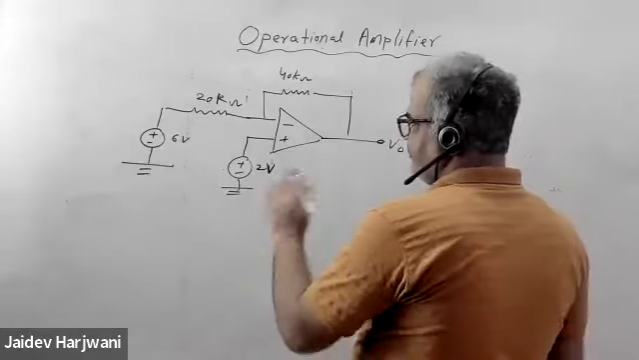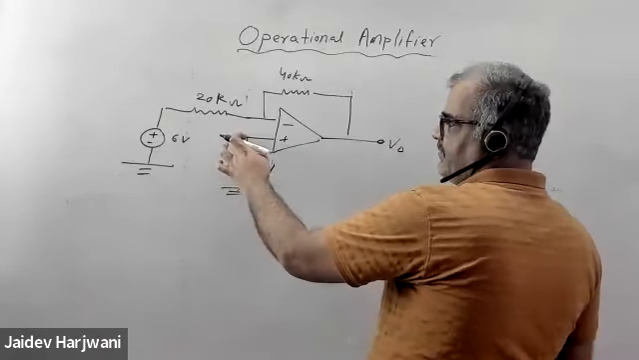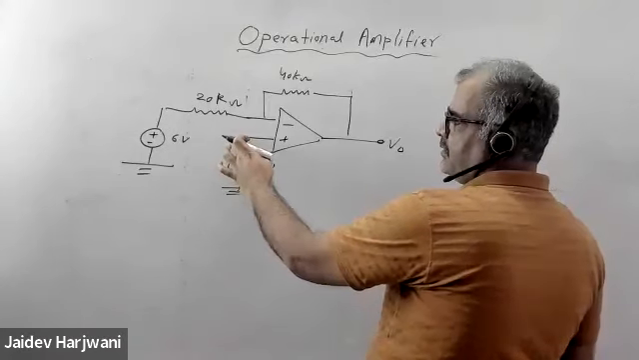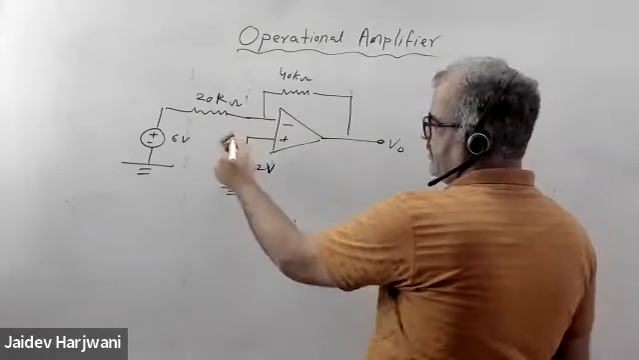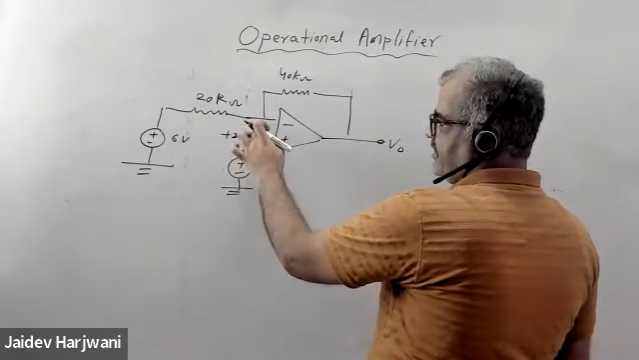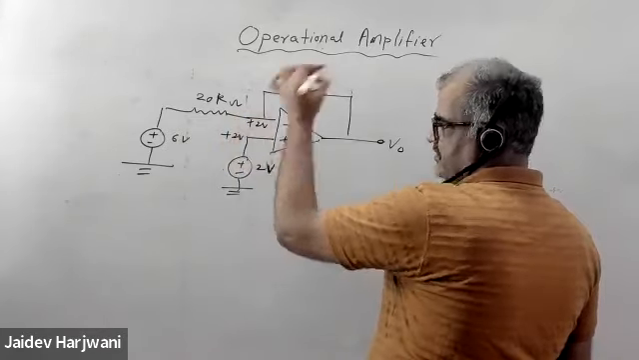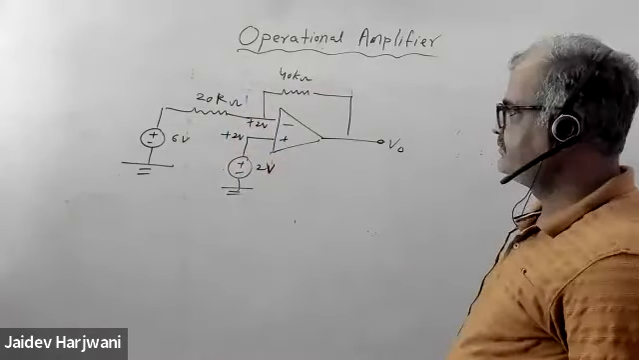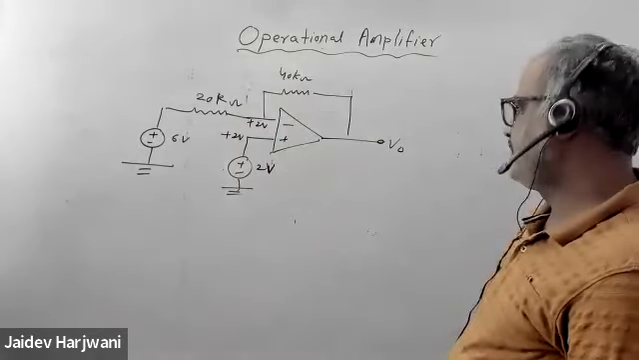So what is the voltage if this is the ideal case? Okay, so what is the voltage at this point? What is the voltage here? 2 volts. Very good, 2 volts. So what will be the voltage here? 2 volt. Very good. So the same voltage will be here, because it is ideal. And this is minus 6 volt. Very good.